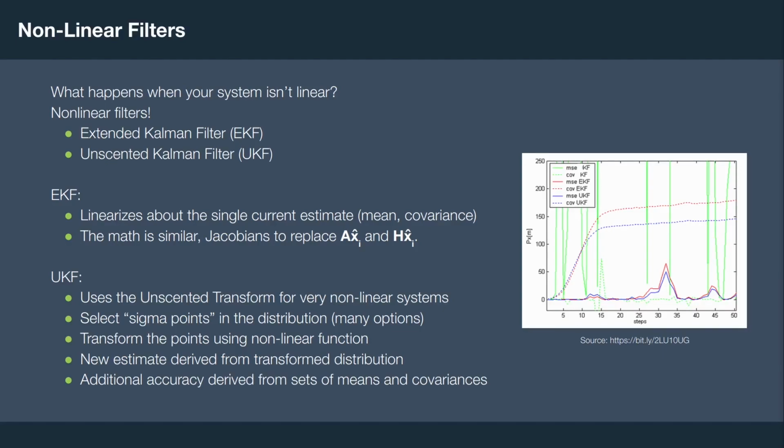So what do you do when you can't model your system effectively as a linear system, like for instance for tracking a vehicle, person, or GPS noise? You can of course use a nonlinear variant of Kalman filter. There are two major types, the extended Kalman filter and the unscented Kalman filter.